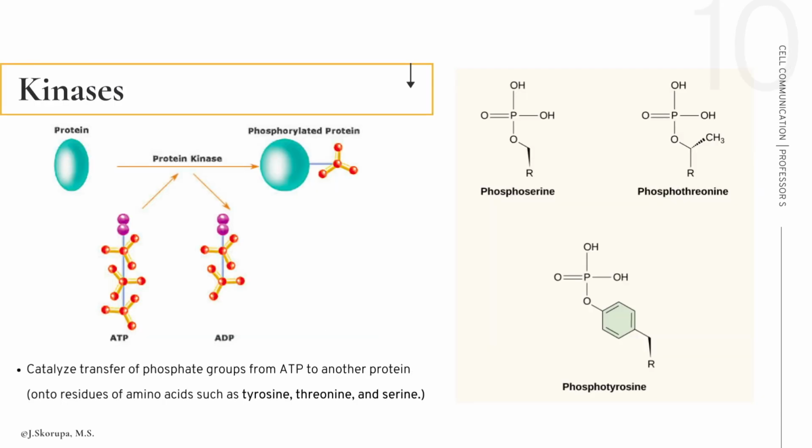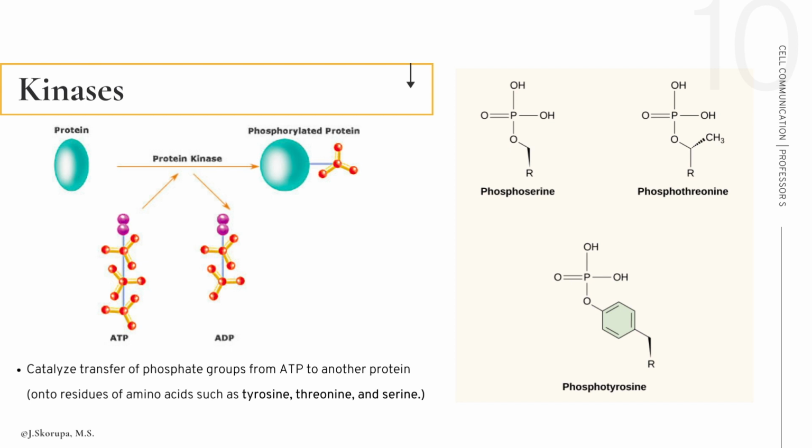Let's take a moment to look a little deeper into kinases. In this image, you can see the transfer of the phosphate group from ATP to the protein and the subsequent creation of ADP. I'm sure you all know that there are 20 amino acids. Three of them are shown here: tyrosine, threonine, and serine.